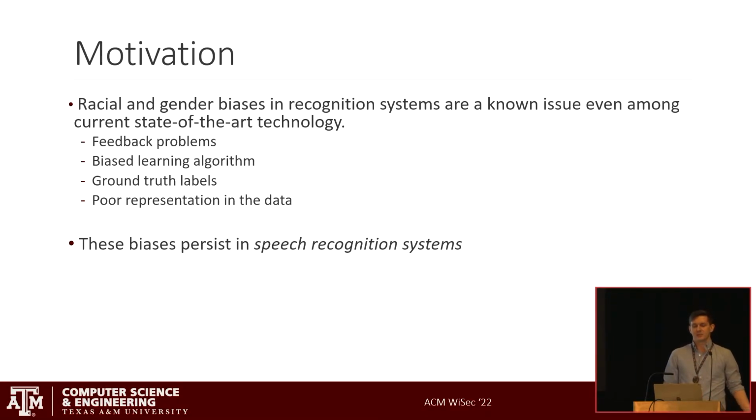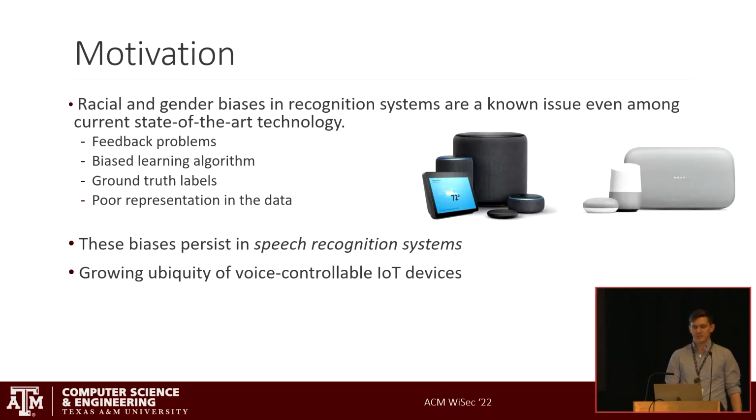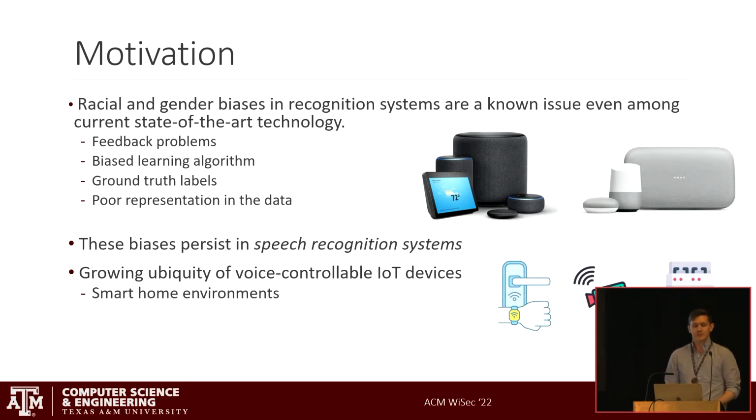And specifically, we see these biases persist in speech recognition systems. And this is particularly concerning and relevant considering how quickly these devices are becoming more popular and the growing number of options we have in terms of voice controllable systems. And so not only personal assistants that we install on our phones, but also smart speaker dedicated devices that fully run on these recognition systems. And the presence of these biases leads to low performance and usability for certain groups.